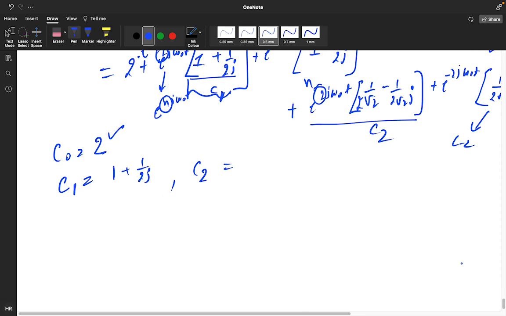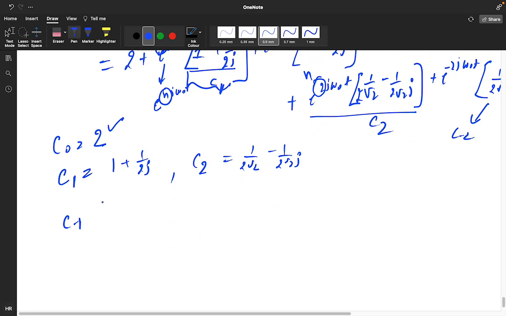So you are getting the results. Just tell me, C of 1 is equal to 1 plus 1 by 2j. What is C of 2? C2, what are you getting? 1 by 2 root 2 minus 1 by 2 root 2j. What about C of minus 1? 1 minus 1 by 2j. And C of minus 2, what are you getting? 1 by 2 root 2 plus 1 by 2 root 2j.